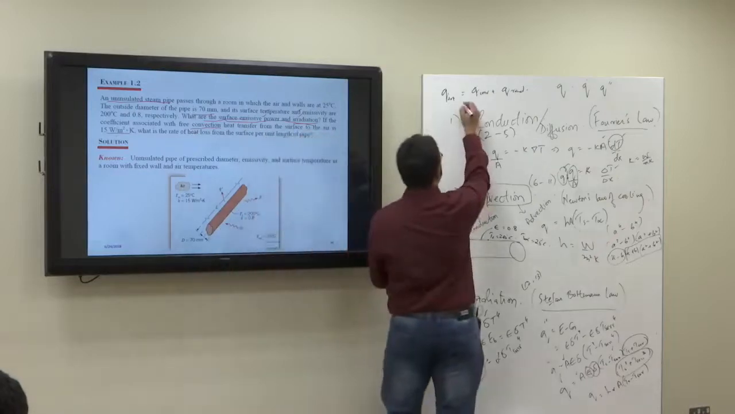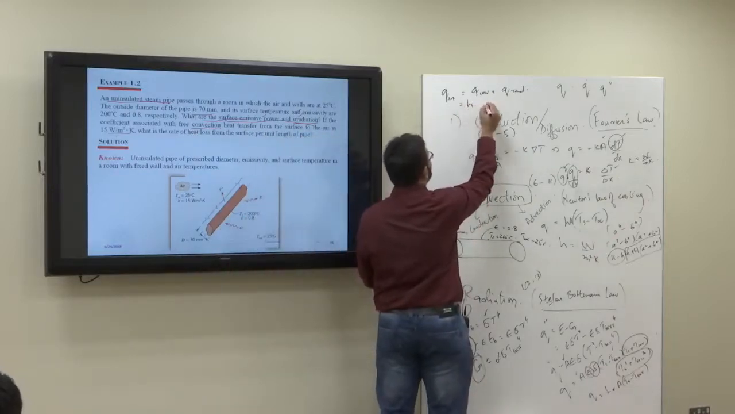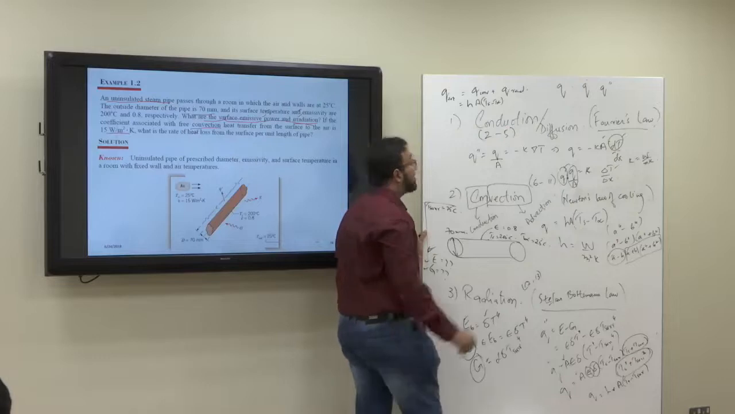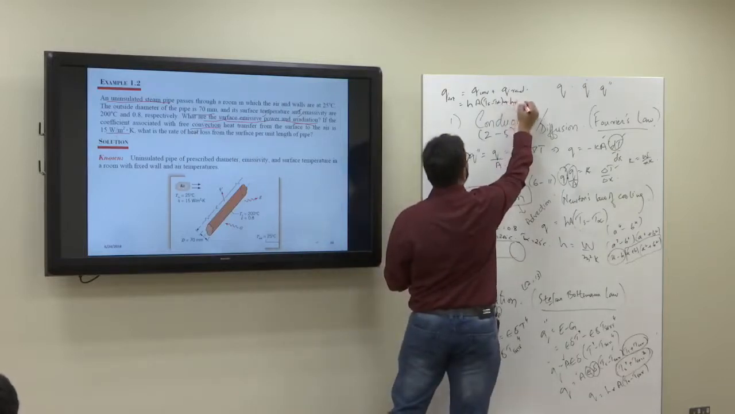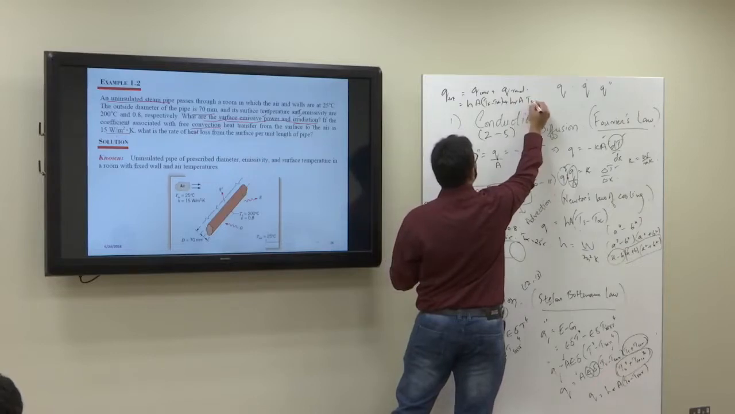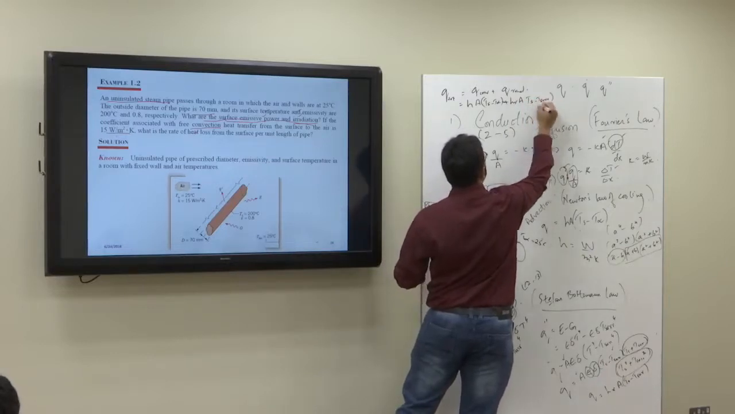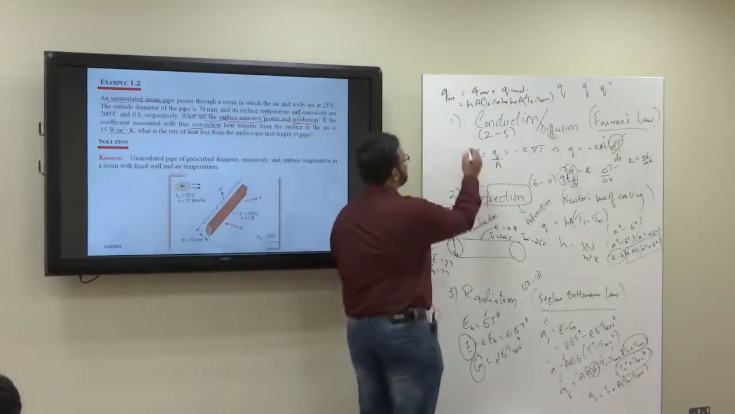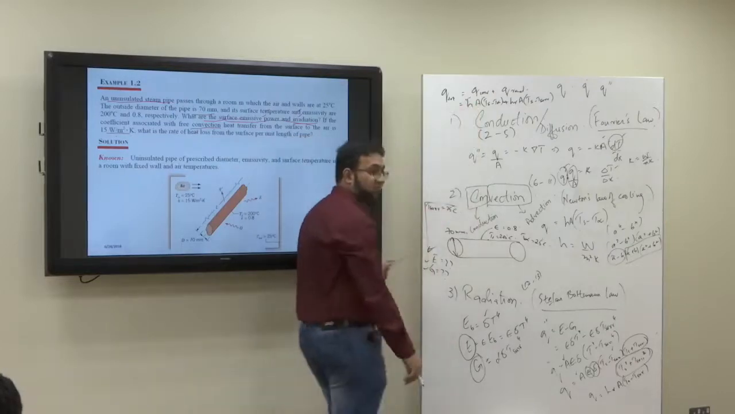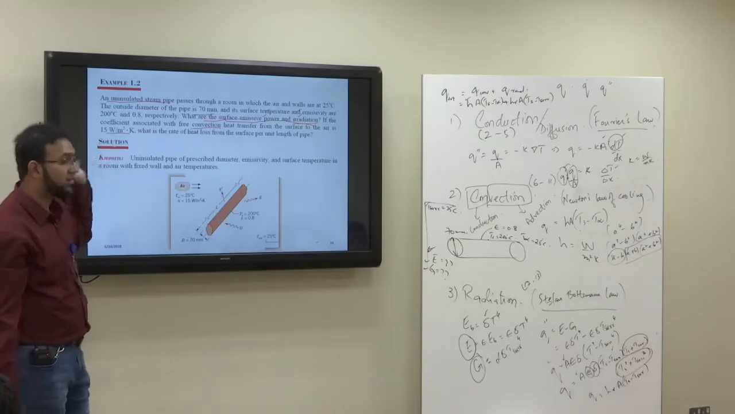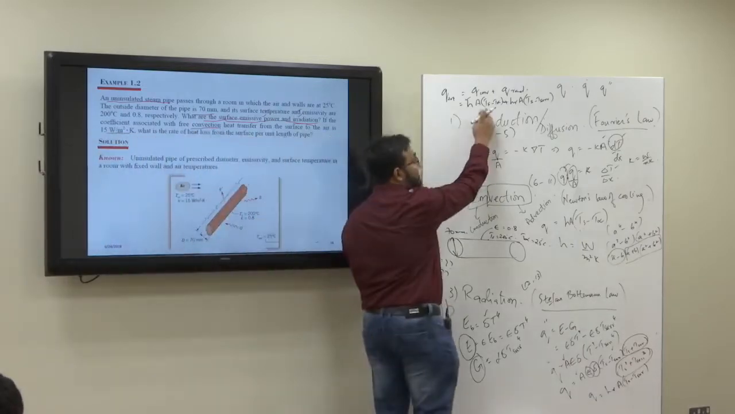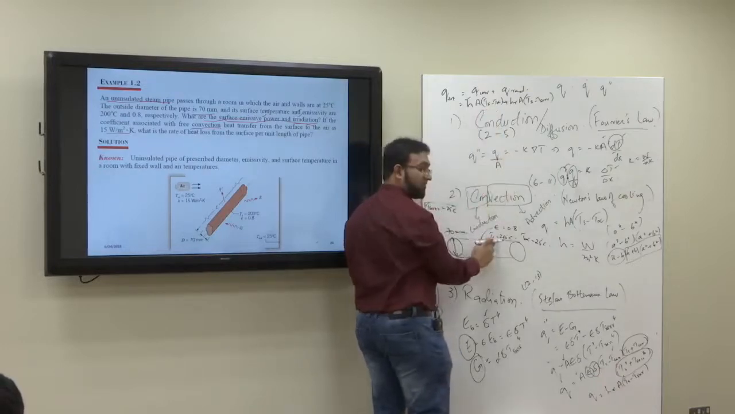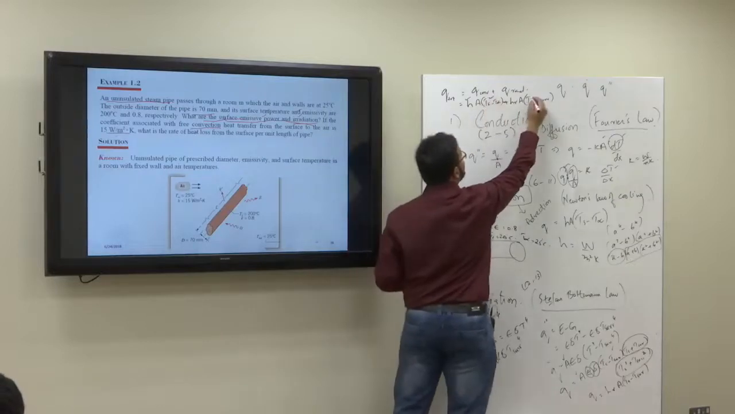Or I can say that Q convection is equal to h A (Ts minus T infinity), plus Q radiation is equal to hr A (Ts minus T surrounding). Is it clear? Now here, do we know this h? Yes, for convection it's given, very good. Do we know Ts? Ts is the surface temperature of the pipe. We know Ts.